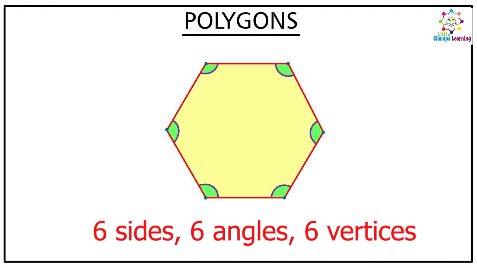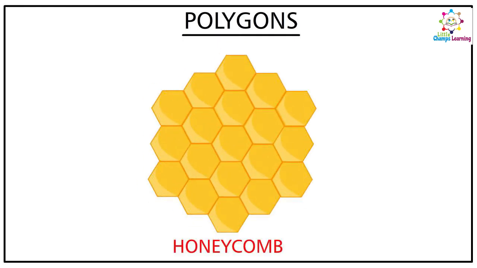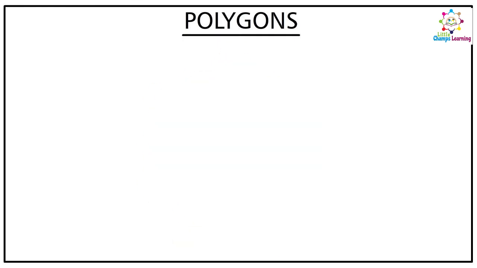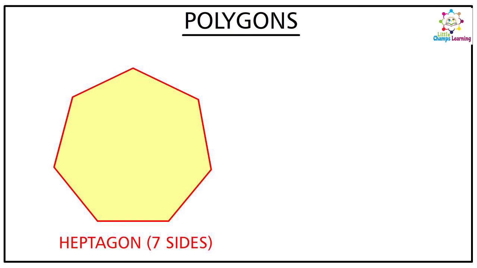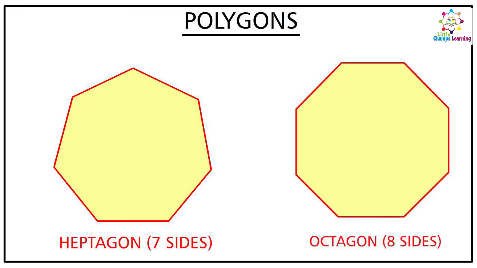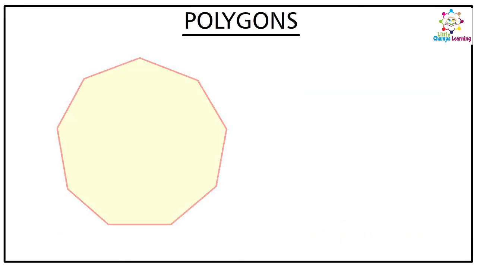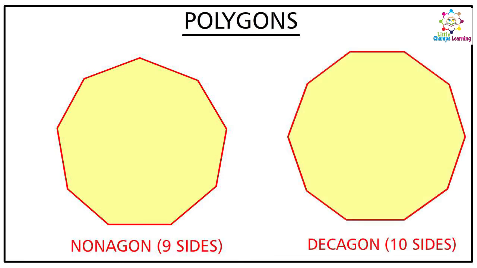angles and 6 vertices. And this honeycomb cell has 6 sides. A seven-sided polygon is called a heptagon, whereas an eight-sided polygon is called an octagon. Then we follow with nonagon and decagon.